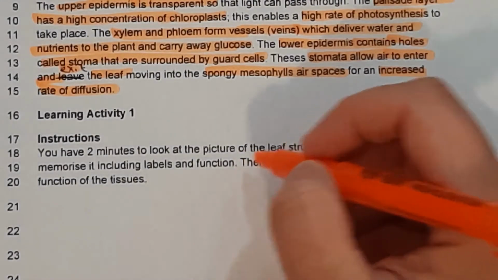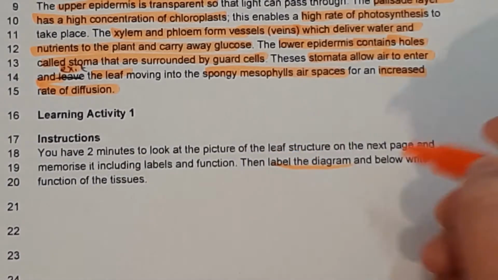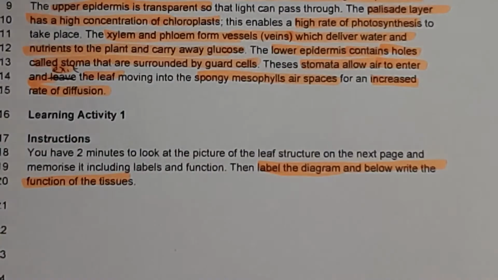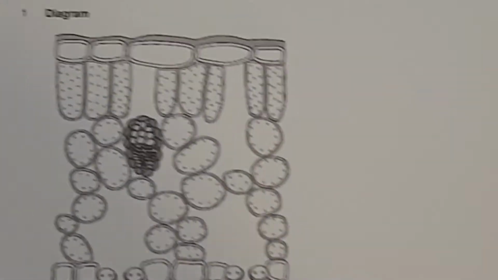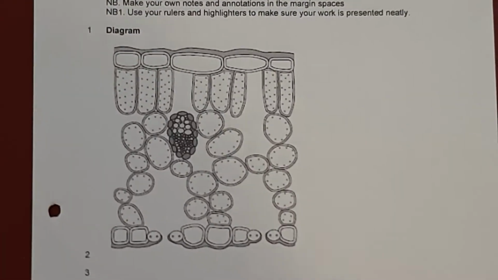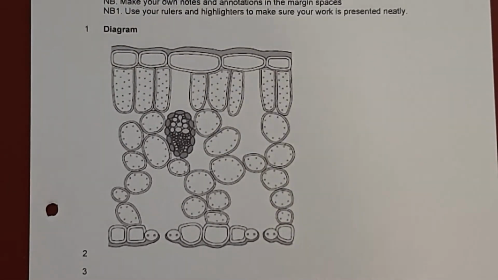We've only given you one diagram. You're going to label the diagram and write the function of the tissue. So I'll show you where that is. Here on page 43, we have the diagram for labelling. So you're going to try and identify the different tissues and tell us some key facts about those.